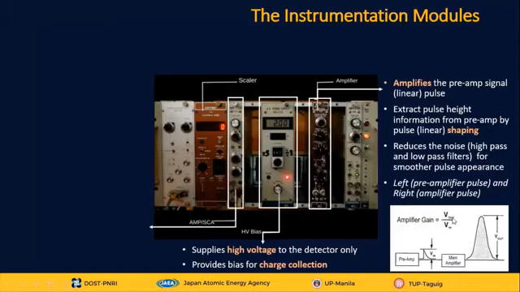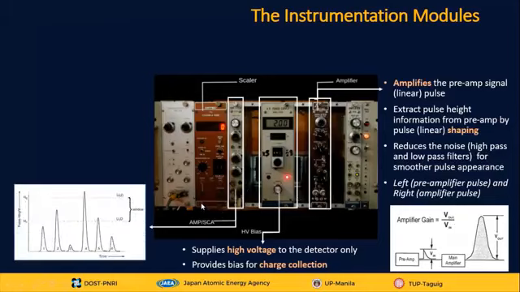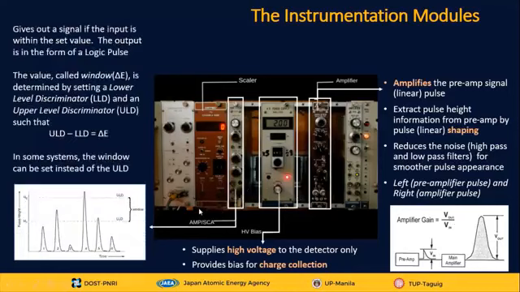Next, the third module is our amplifier coupled to a single channel analyzer. This single channel analyzer gives out a signal if the input is within the set value. The output is in the form of a logic pulse. The window is determined by setting a lower level discriminator, or LLD, and an upper level discriminator, ULD, such that the delta E, or the window, is equal to the ULD minus LLD. In some systems, the window can be set instead of the ULD.